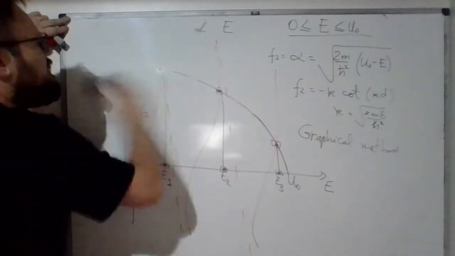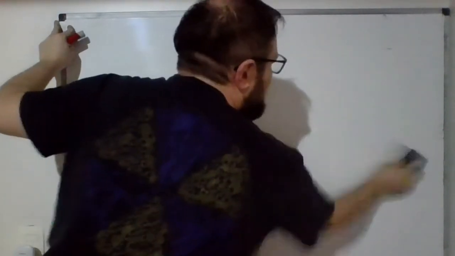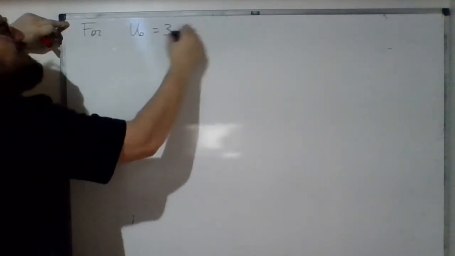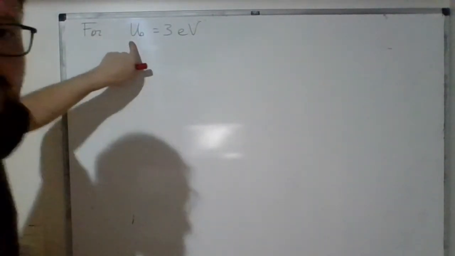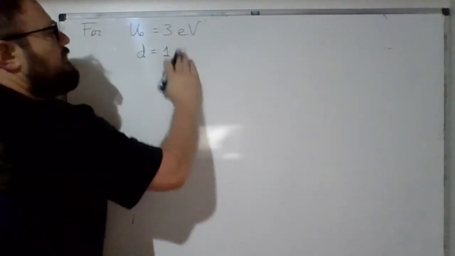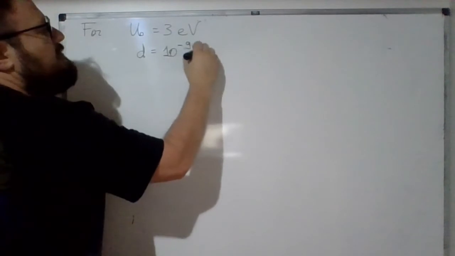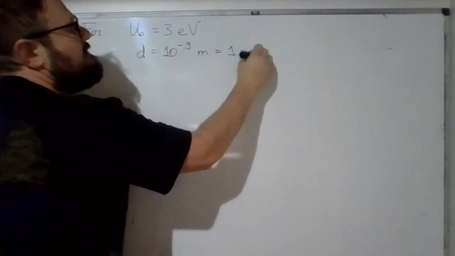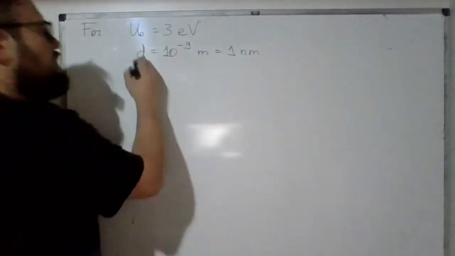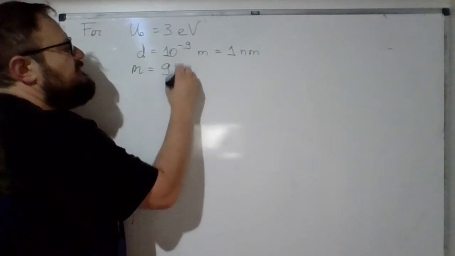Well, if you plug in some values, I'll leave you with exercises. But for some values here, for U naught equal to 3 electron volts, and D equal to 1 nanometer, 10 to the minus 9 meters, you'll find out. Then the mass, consider the mass of a free electron.